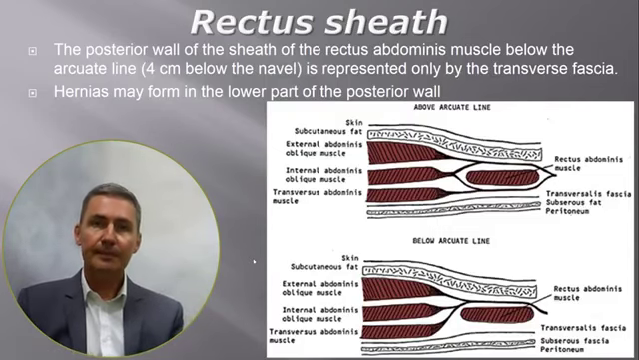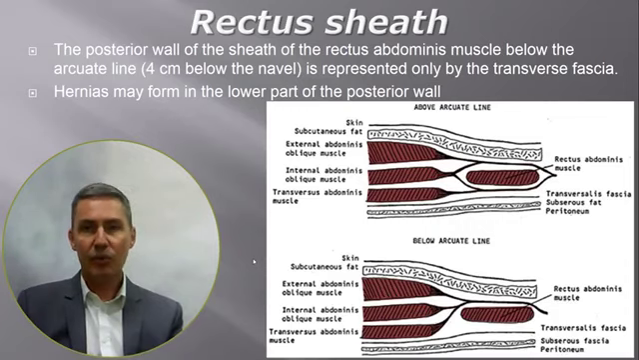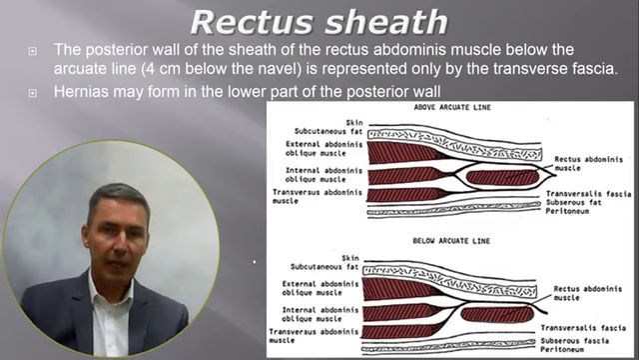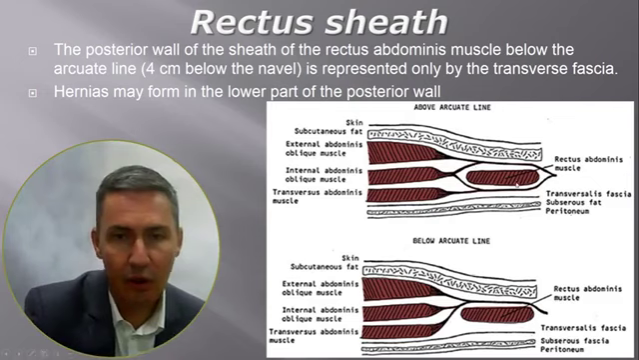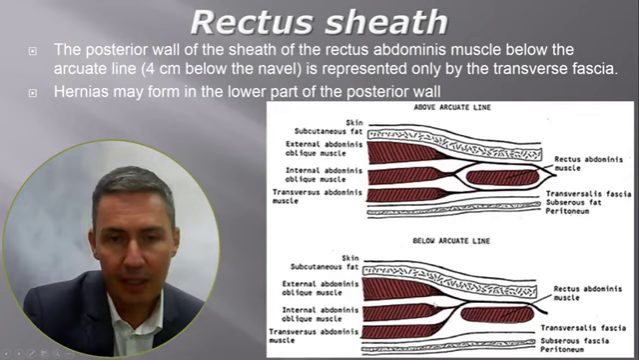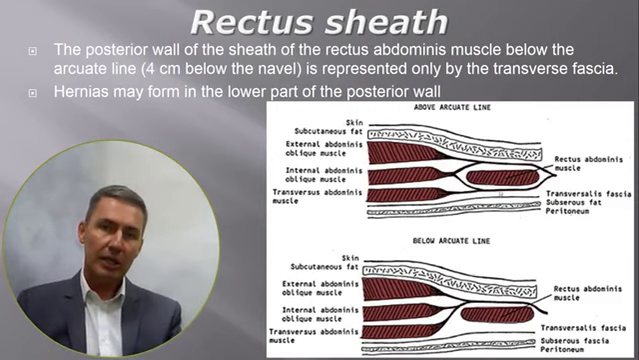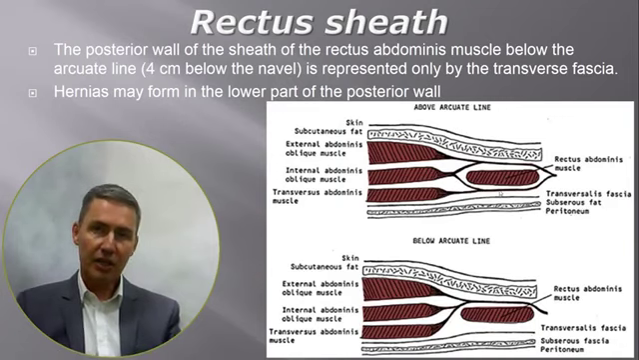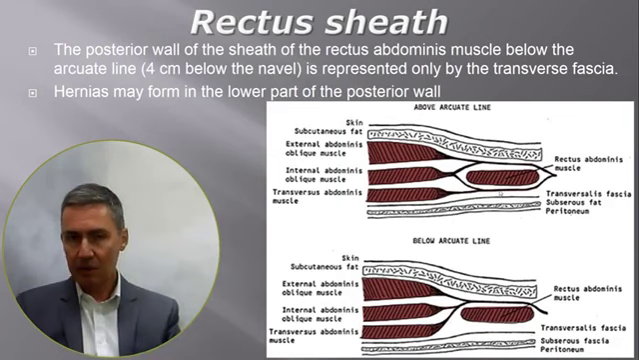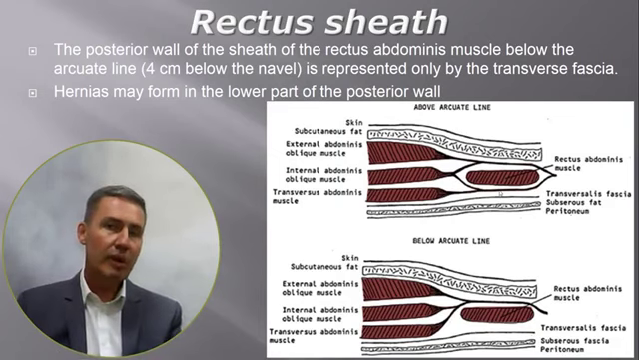The next weak spot and next topographical structure related to the abdominal wall is the rectus sheath. It is the fibrous sheath formed by the aponeurosis, by the connective tissue of the broad muscles of the abdomen around the rectus abdominis muscle. This scheme will help you to understand the structure of this rectus sheath and also the differences in its structure in the region above the arcuate line and below the arcuate line.